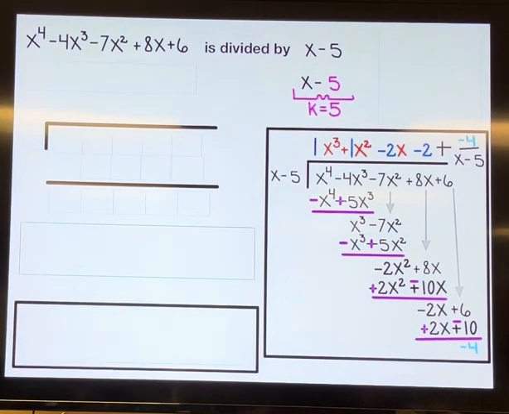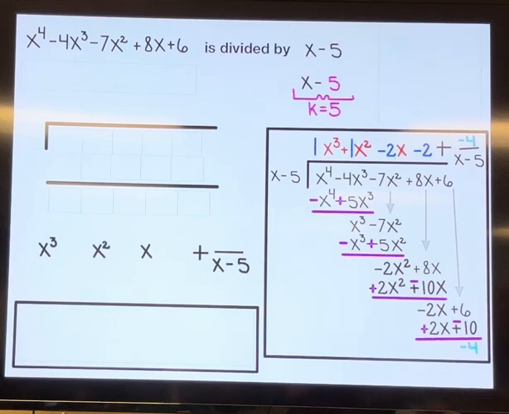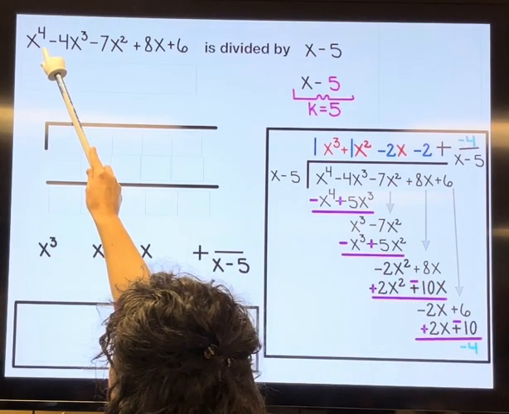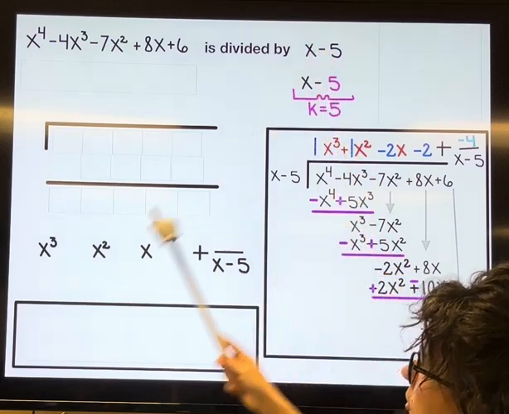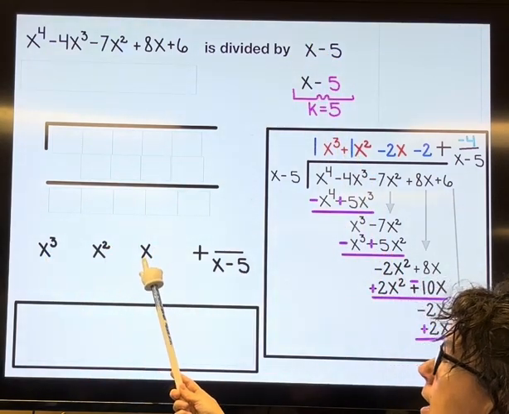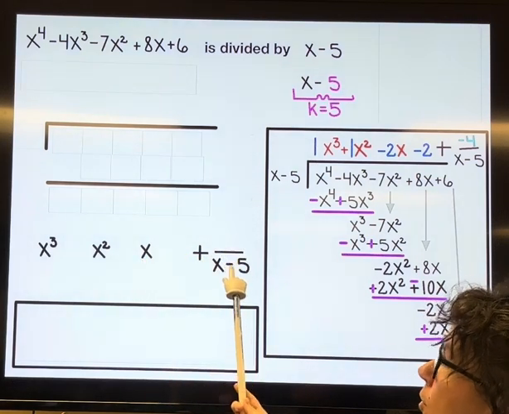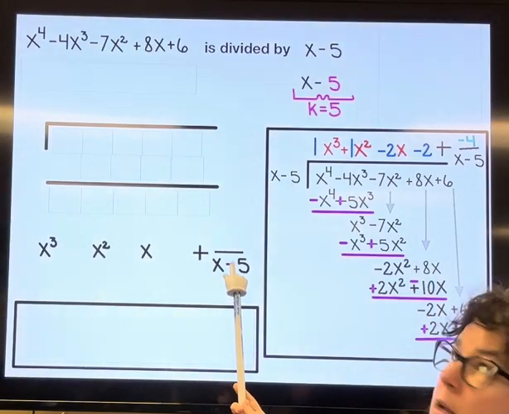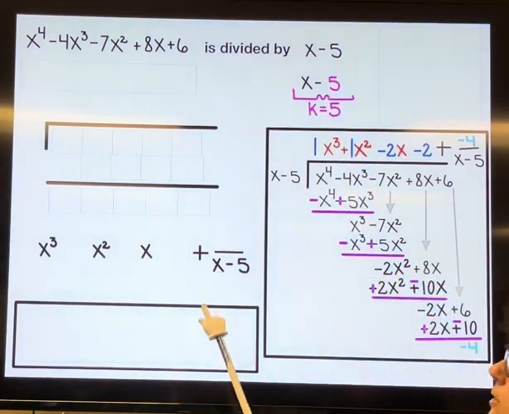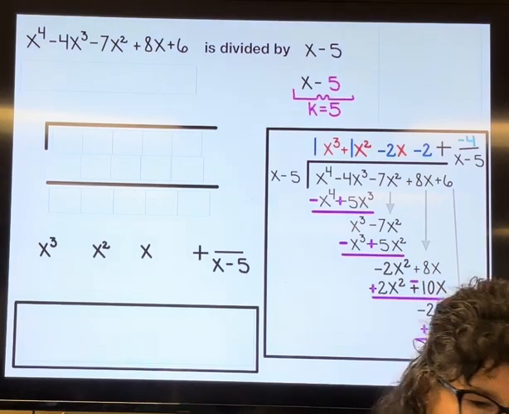So right away here, I'm going to just set up what my answer is going to look like. Dividing x to the 4th by x to the 1st, my answer will be x to the 3rd, x squared, x, and then we'll have a number plus a remainder over what you're dividing by. And since we're dividing by x minus 5, we're going to have plus the remainder over x minus 5. Now the synthetic division is going to reveal these coefficients.